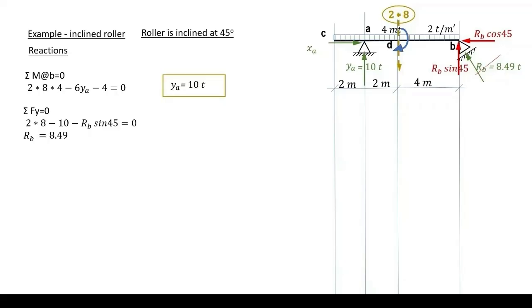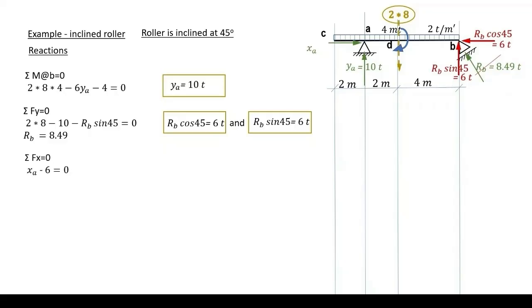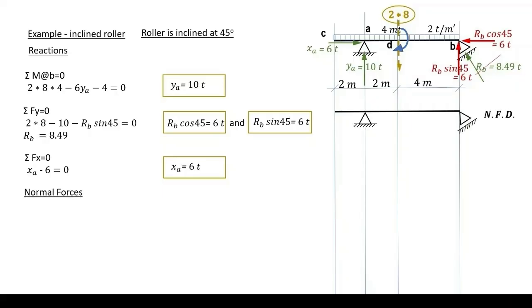The analysis of this 8.49 in the horizontal and the vertical directions will be 6 tons for each and plotted on our diagram again. Finally, to compute XA, take sigma forces in the x direction to be equal to 0. We have XA and an opposite 6 tons, giving XA to be 6 tons. Now we are ready to plot all our internal forces.